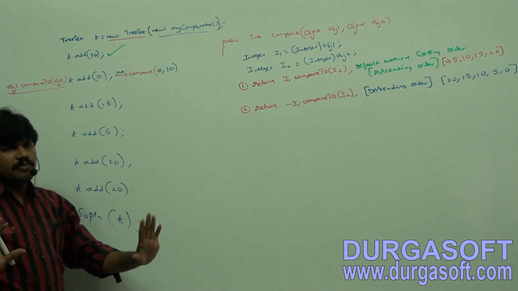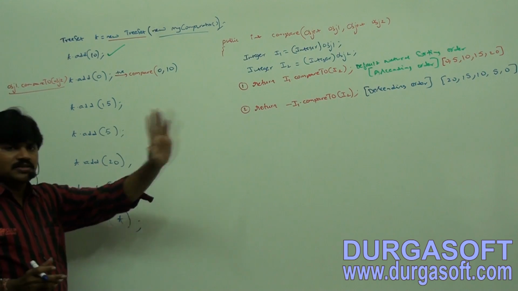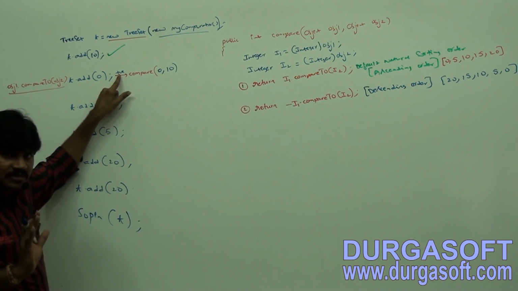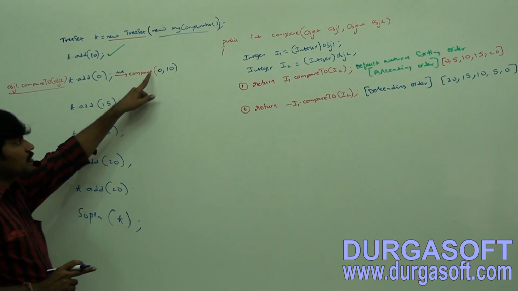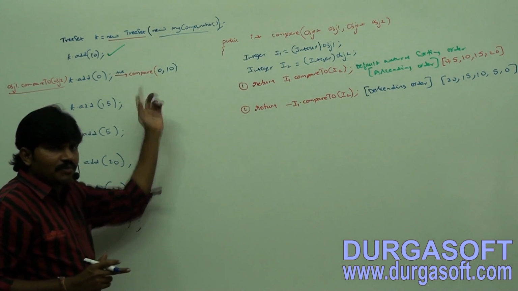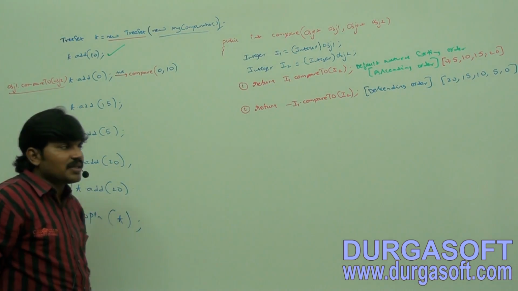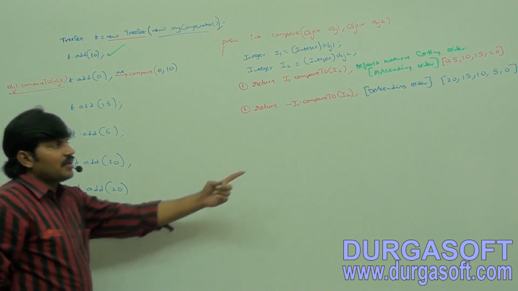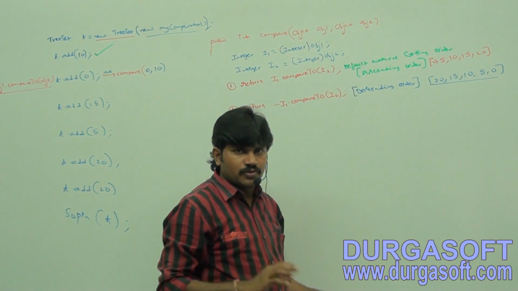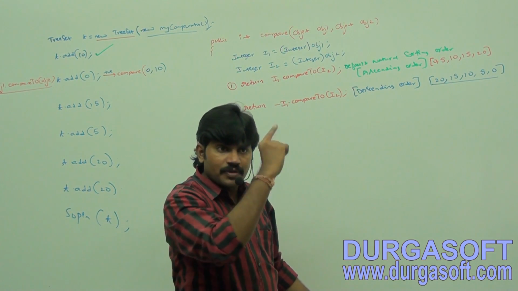My JVM is a blind person. How you wrote the logic, I don't want to consider. At last, what did I get? Plus. Plus means 0 should come after 10. Is that ascending order or descending order? Descending order, right? That's why the output we get by default is descending order only. Clear for all of you?